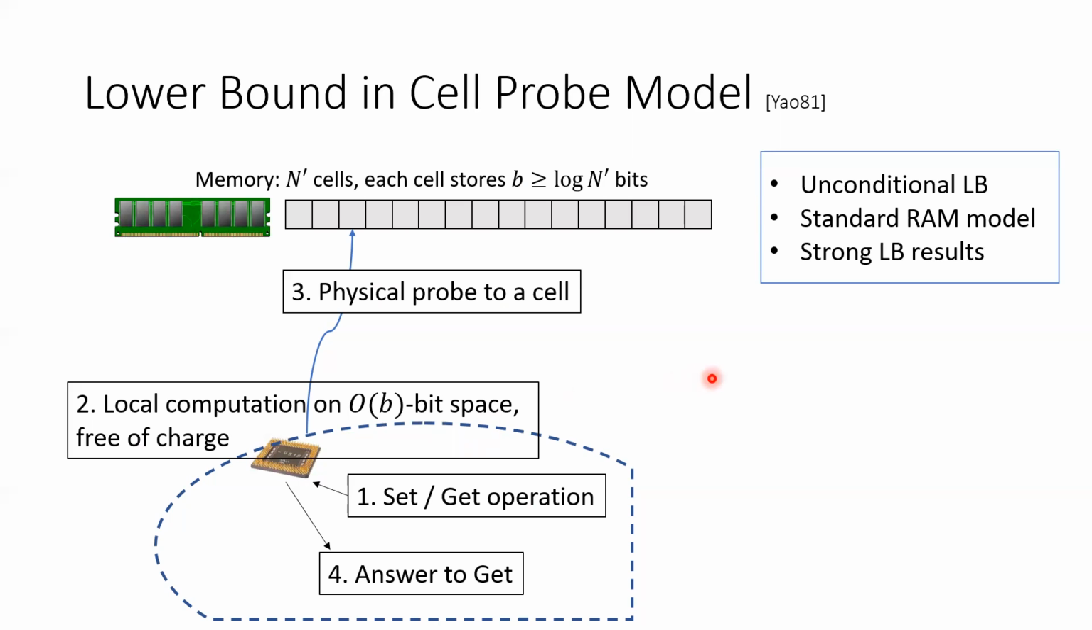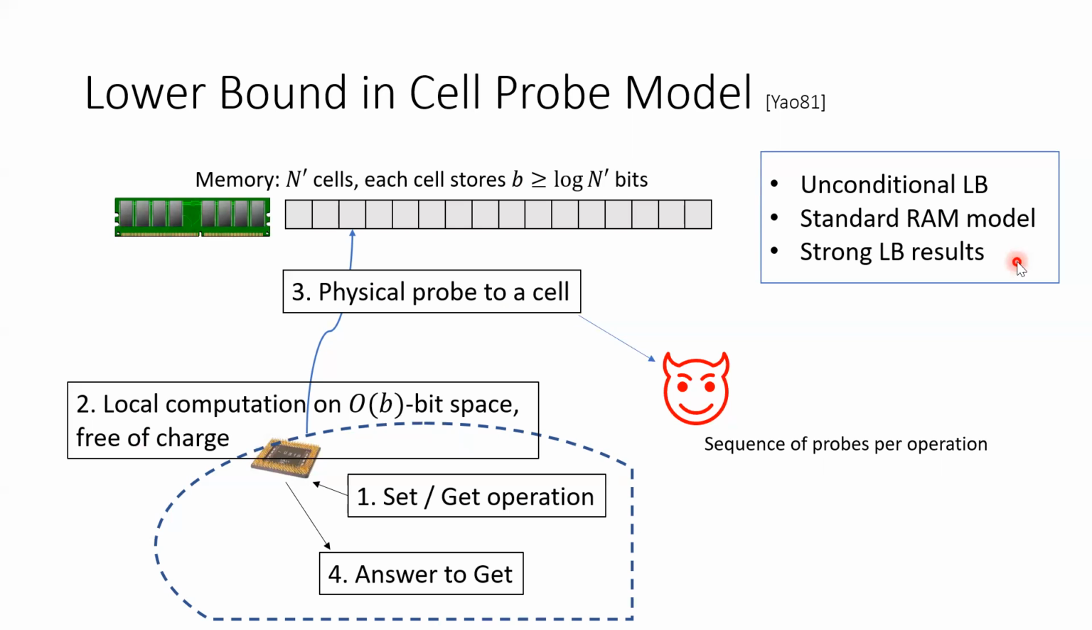So in this kind of model, because we don't restrict the computation, this kind of lower bound is unconditional and it fits the standard RAM model algorithms. And because there's no assumption, there are strong results, but often the proof is quite challenging.